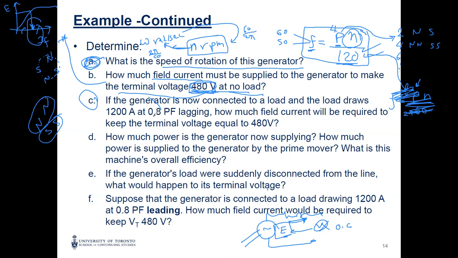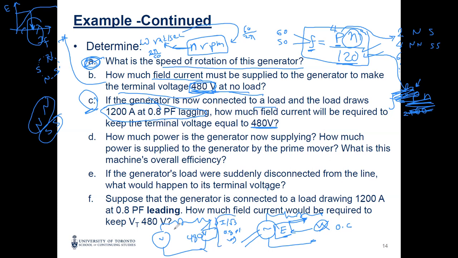Any question before we go to part C? Okay, C. Now you connected your generator to a load, so it's not open circuit anymore. It's connected to a load that draws 1200 amps at 0.8 power factor lagging. So you know the current. Don't forget to divide it by square root 3 because this is a line current, and as we said, this is delta connected. So 1200 divided by square root 3, at 0.8 power factor lagging. How much field current will be required to keep the terminal voltage equal to 480 volts?